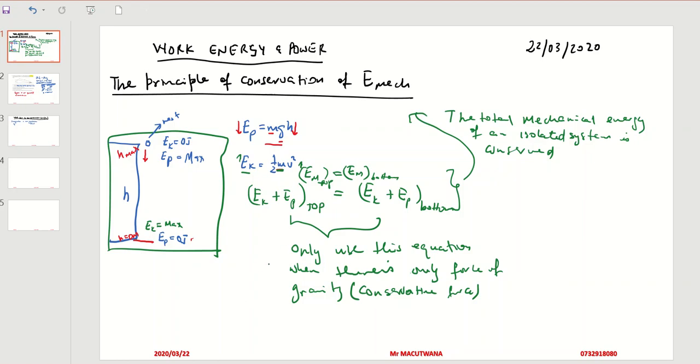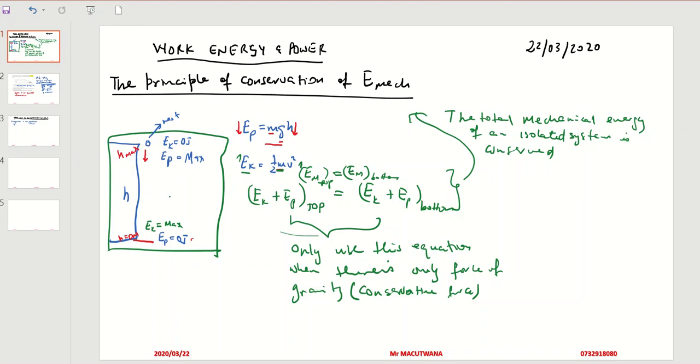Alright, now I think we said this scenario, this equation or this principle will only apply when there is only one force acting, which is the force of gravity. And now what happens if there are other forces like friction?